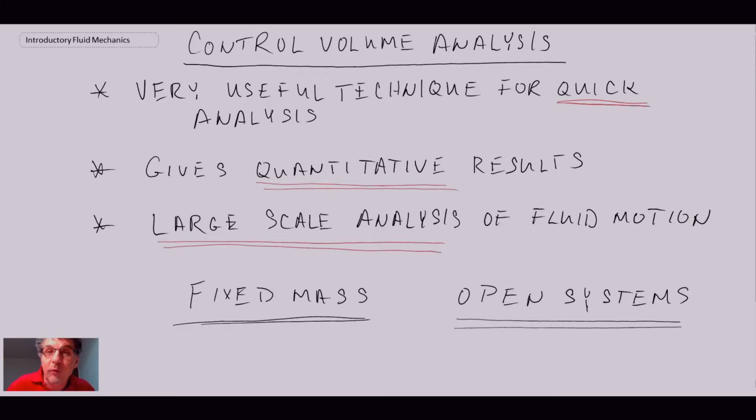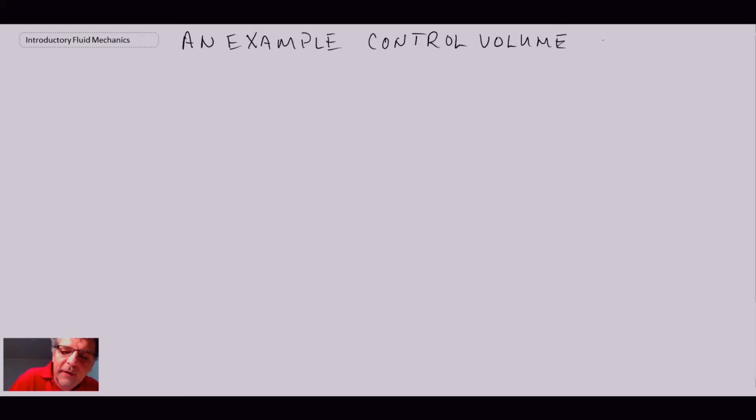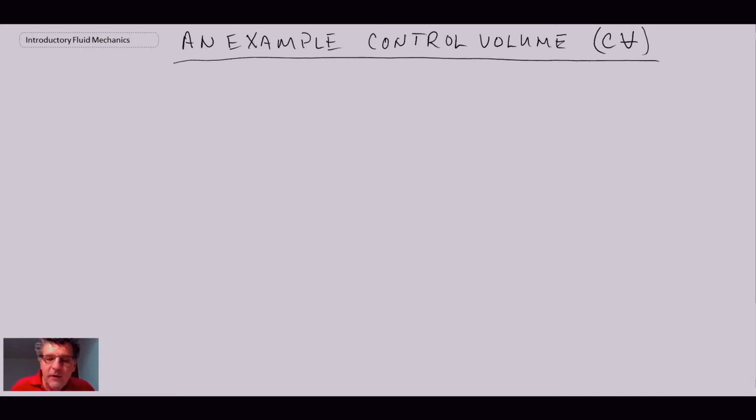So to begin with, what is a control volume? I want to take a quick look at what a control volume is before we get into the details of deriving the equations for the control volume. So let's take a look at an example control volume. Sometimes what you'll see me do is something like this. That is an abbreviation for control volume, CV, with a line through it. So let's take a look at something that we can all relate to.